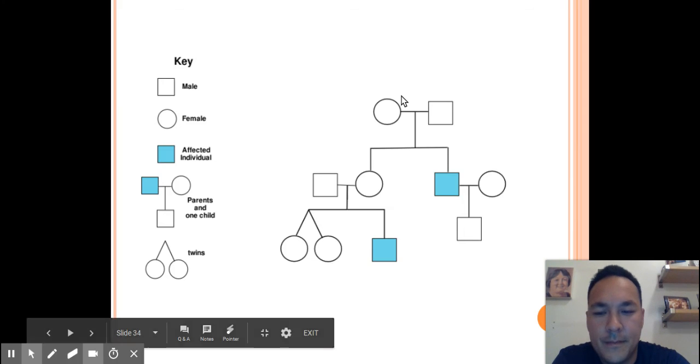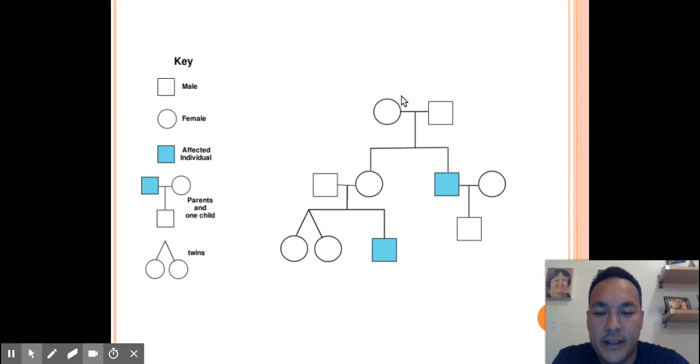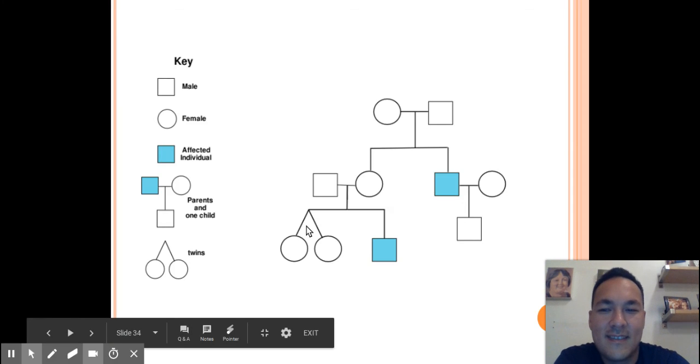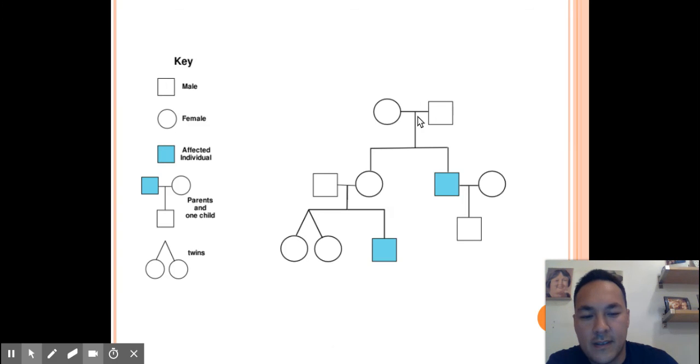Okay, how about this one? So here, check it out. This is pretty cool. This is twins, like my twins. Hopefully you got autosomal recessive, so it skips a generation. Let's see if it could be sex linked, right? So mom would be a carrier, X big H, X little h. Dad would have to be affected by it, so this cannot be sex linked.